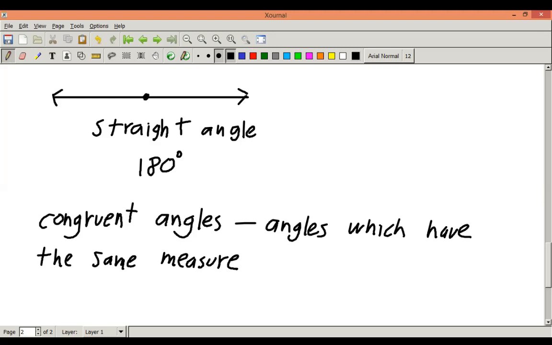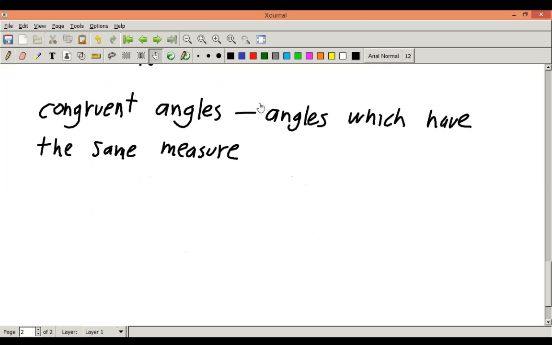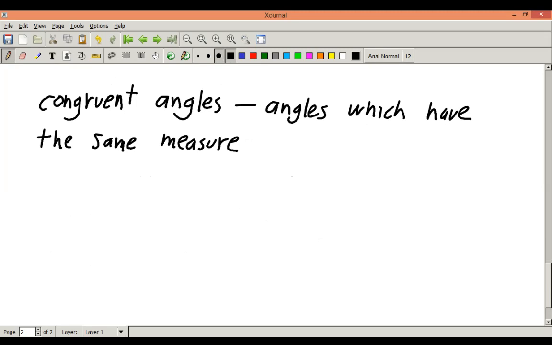Just like congruent segments have the same length, congruent angles have the same measure. So I'm going to draw a couple angles up here. We'll talk about how to say they're congruent. So my first angle is going to look like this. It's going to be angle ABC.